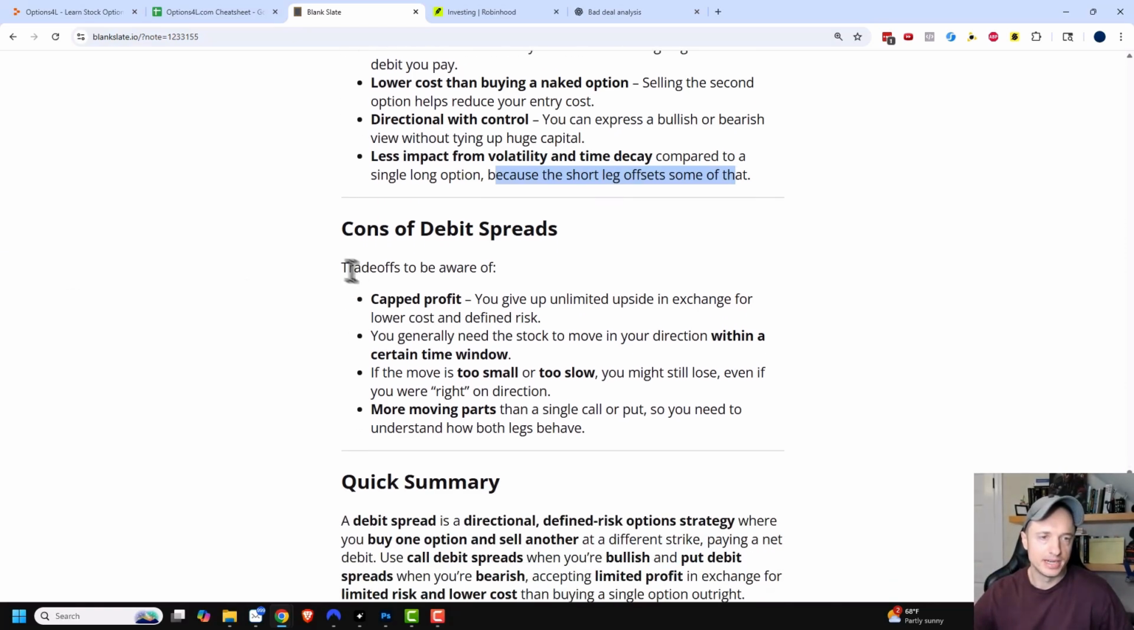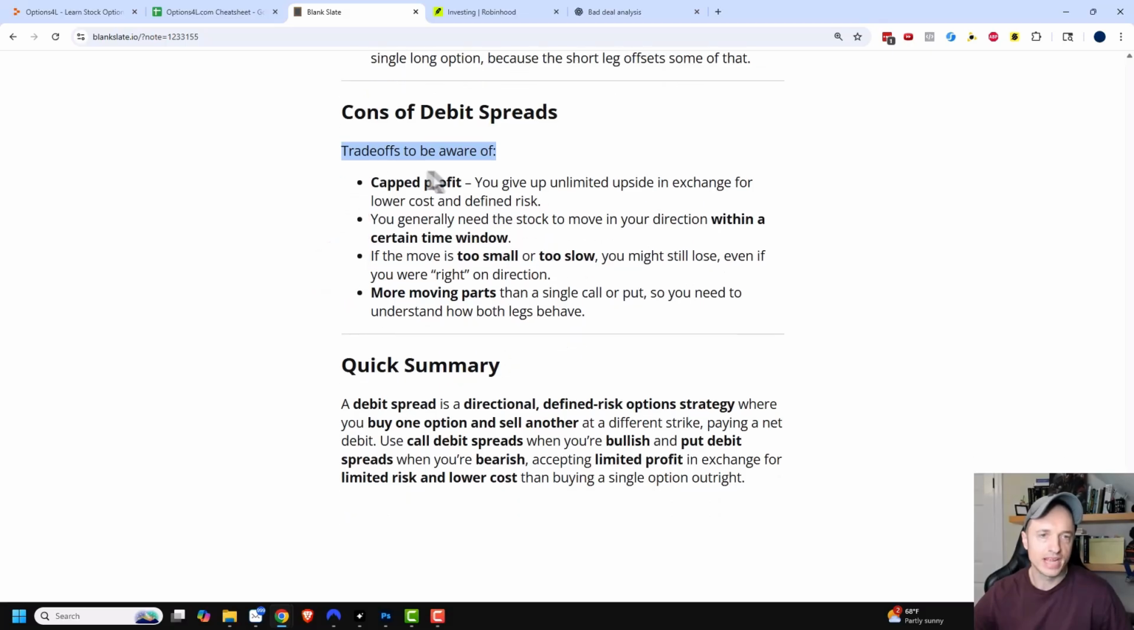So, the cons of debit spreads, the trade-offs to be aware of. You have capped profit. You give up unlimited upside in exchange for lower cost and defined risk. That's compared to simply buying a long call option, where you have unlimited profit potential, but it's also more expensive to do that. Another con is that you generally need the stock to move in your direction within a certain time frame.